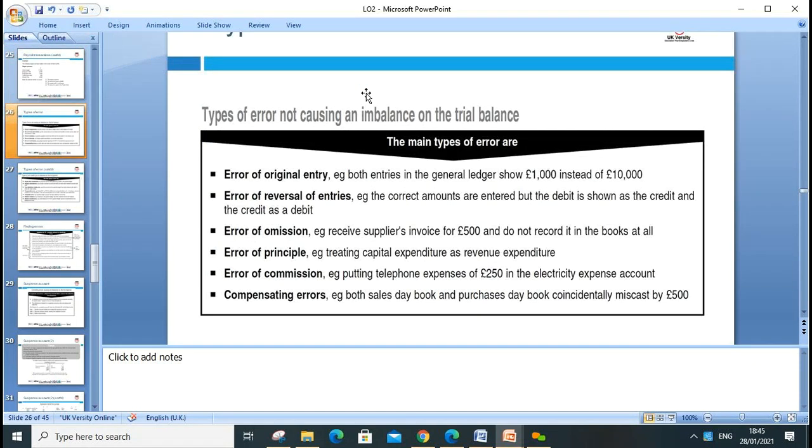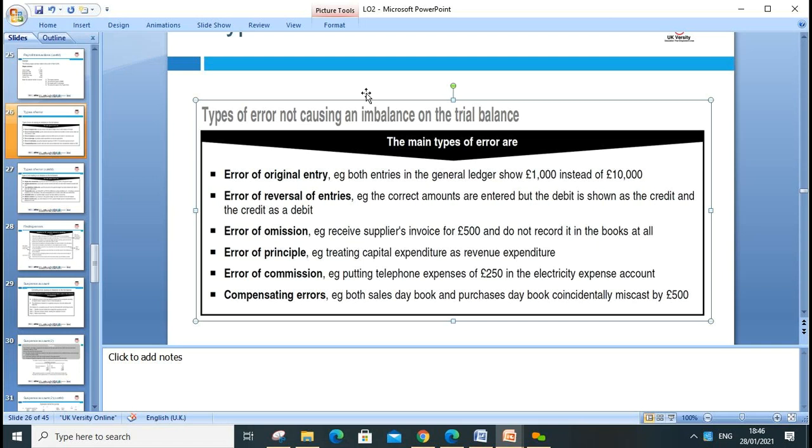And sometimes when we record these journals, we can make errors, yes? Sometimes I'm supposed to record 1,000, but maybe I put 10,000. So this is called error of original entry. I made the original entry wrong. Error of reversal is when the correct amount is entered, but the debit and credit sides are wrong. Yes, I put it the other way around. Error of omission means I missed something. Error of principle: expense goes on the debit side, asset goes on the debit side, so if I put it the other way around, that's the error of principle.